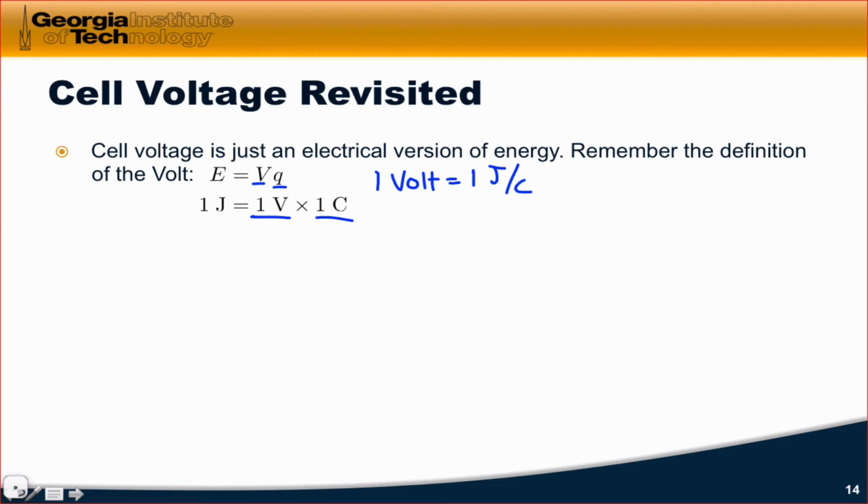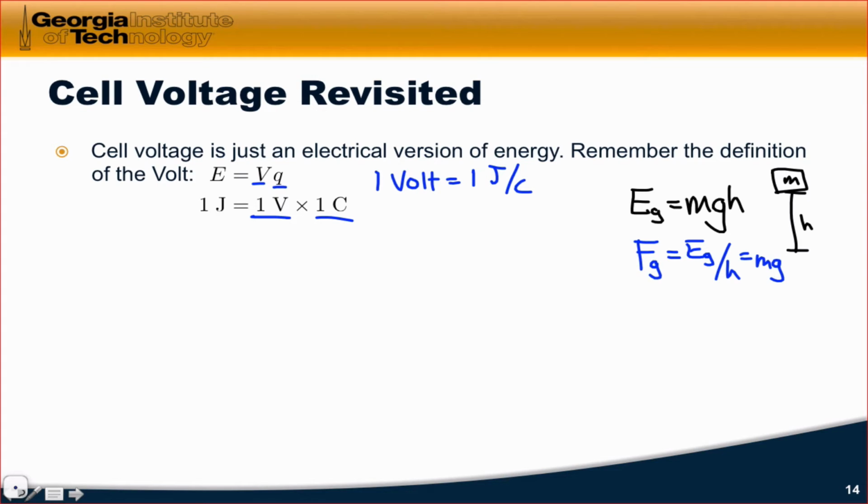And to bring this into a little more focus, I want to draw an analogy to gravitational energy. You may recall that gravitational potential energy can be represented as the mass of an object times the acceleration due to gravity times the height of that object off of the ground. So if we had a mass m that was a certain height h off of the ground, its gravitational potential energy would be its mass times g times the height. If we wanted to calculate the force due to gravity on this object, that's the energy divided by the height, and it's going to be the mass times the acceleration due to gravity, mg.